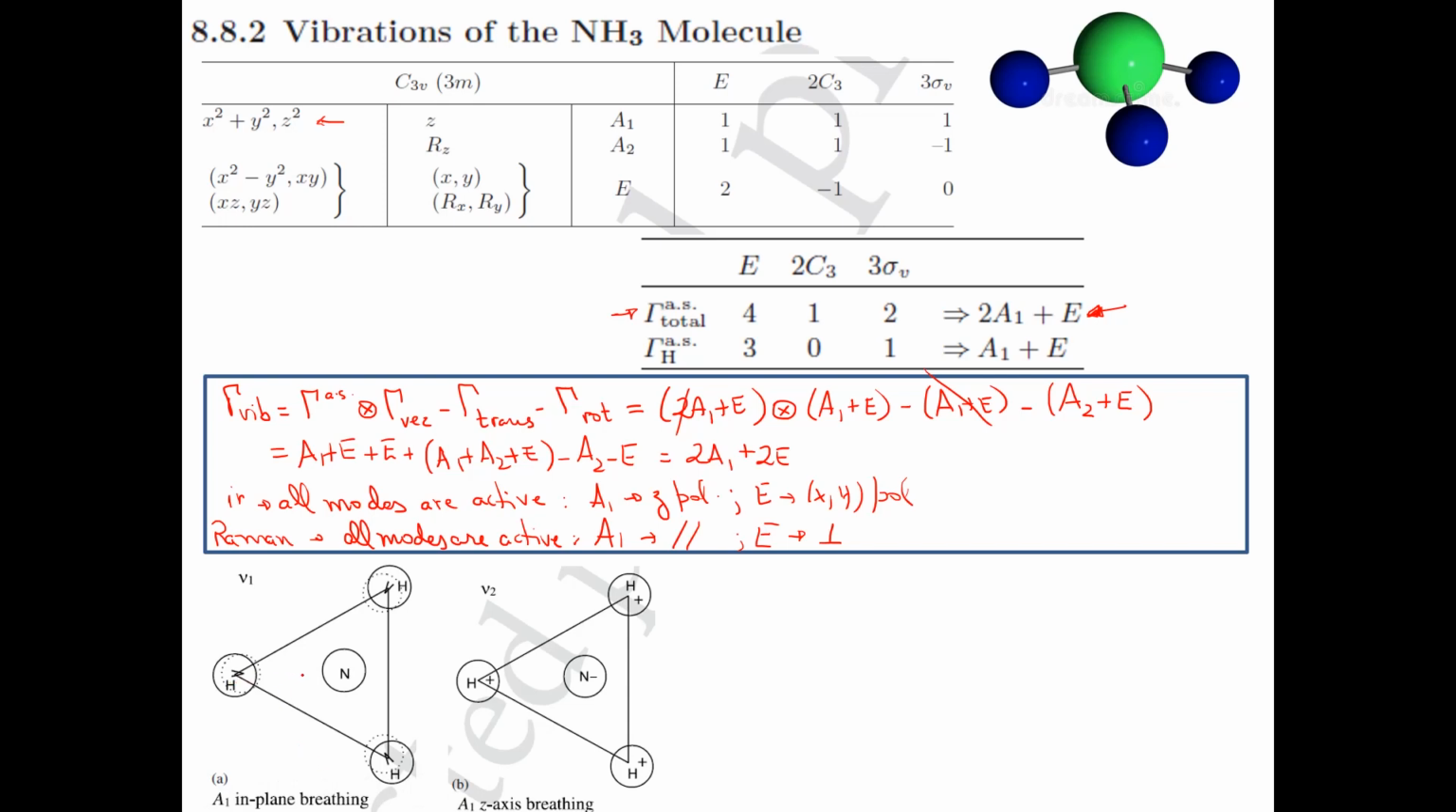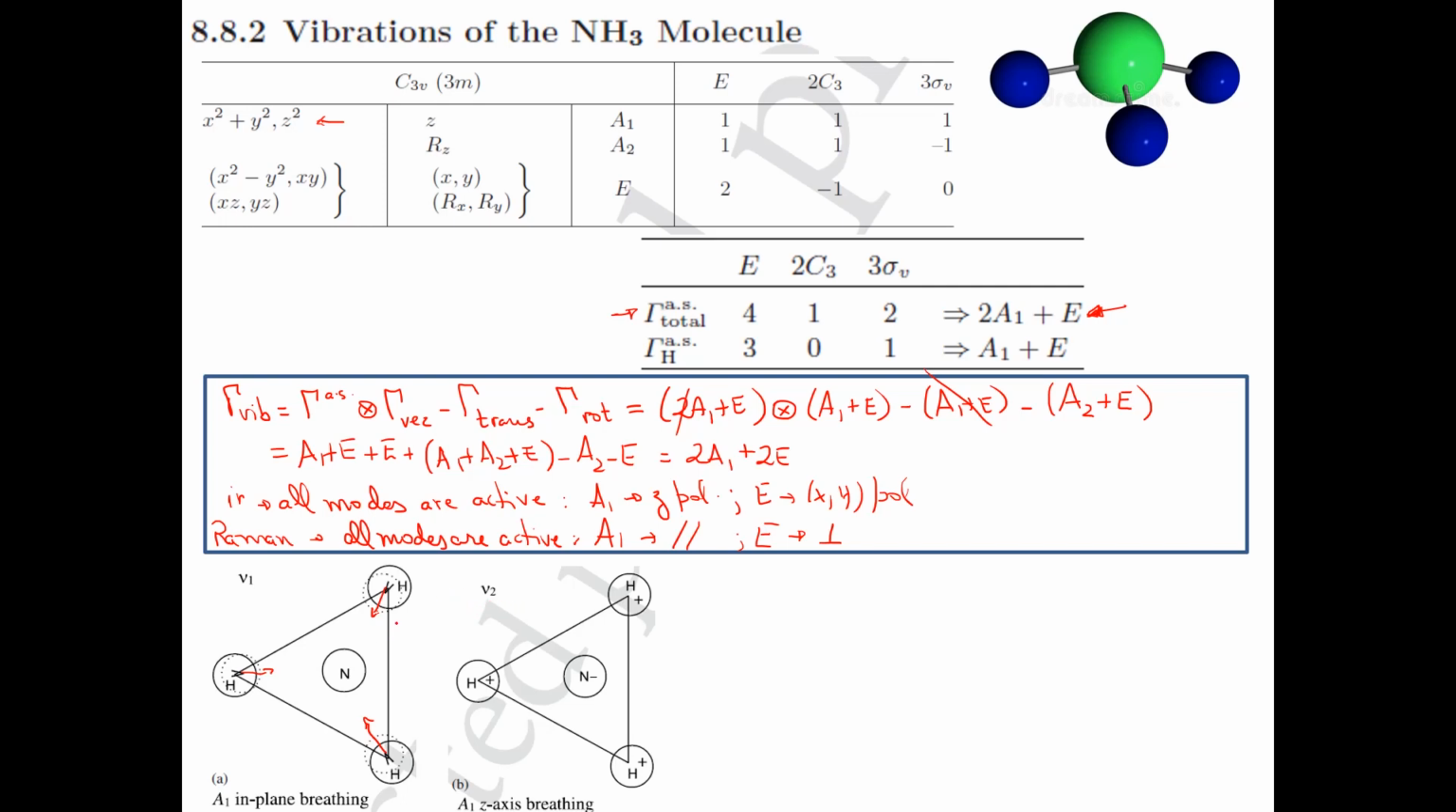You can have an in-plane breathing mode like that. So all the hydrogen atoms moving radially to the center of this triangle. And of course, you have to remember that for all vibrational modes, the molecule is not translating nor rotating. The center of mass must remain invariant. So for any mode, it's easier to draw only the displacements of the hydrogen atoms, but you have to think that the nitrogen atom is responding to this movement of the hydrogen atoms in a way to cancel all the translation of the center of mass and all the rotations of the molecule.